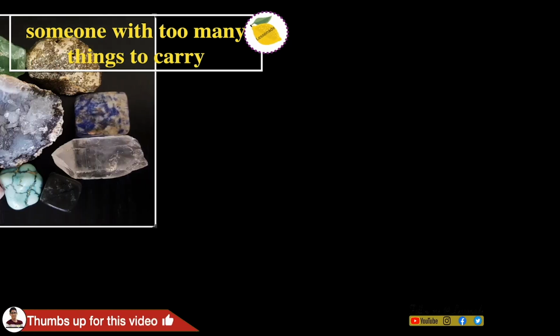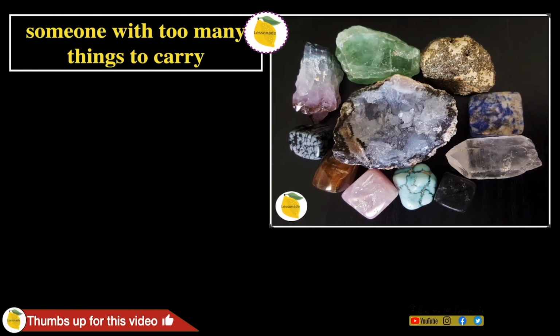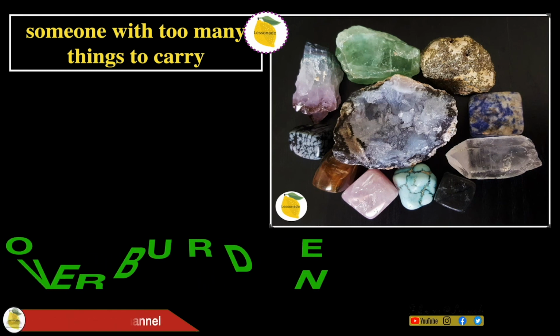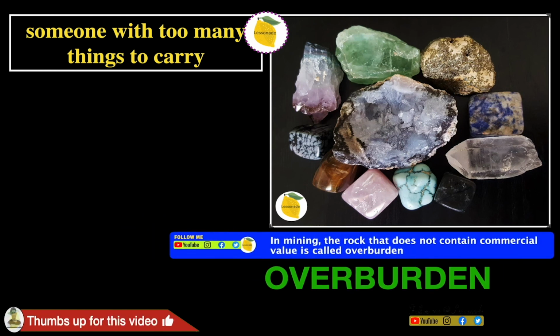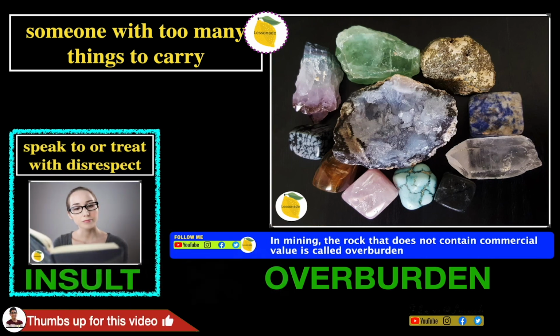The next one is someone with too many things to carry. In this picture we can see someone with too many stones to carry. Therefore the word will be overburden. And the sentence for this word is, in mining, the rock that does not contain commercial value is called overburden. So once again, before we go on to the next one, let's try to recall the previous slide. And the word we learned in the previous slide is insult. Let's go on to the next one.